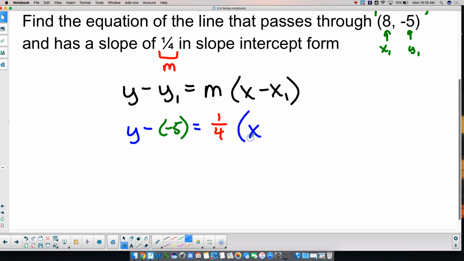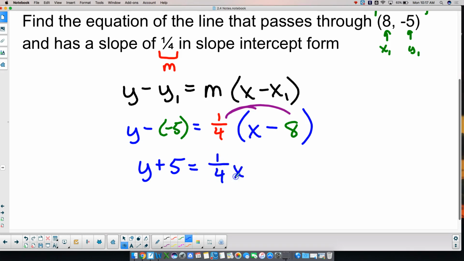X is going to stay x. My x sub 1 is 8. So after I plugged in all of my values, it now looks like this. Now I've got to do some math to go along with that. Truly, y minus negative 5 is y plus 5. And then I can distribute this 1/4 into both of those spots, giving me 1/4 x and then minus 2.